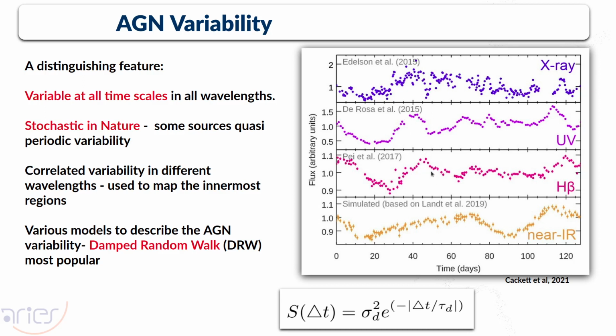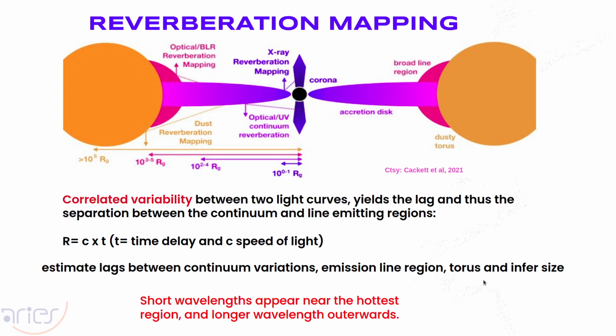Now if this assumption is true, then we can estimate the size of these regions, which I am coming to in the next slides. Okay, and this is a simulated light curve for IR, so this is not the real one. To study correlated variabilities, we have one technique known as reverberation mapping.